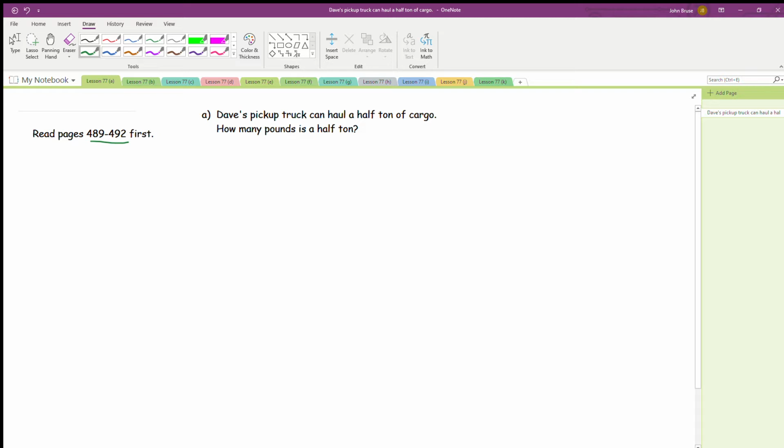Number A says, Dave's pickup truck can haul a half-ton of cargo. How many pounds is a half a ton? Well, a ton equals 2,000 pounds. And LBS is a way of writing pounds. It says how many pounds is half of a ton? So we're going to take this 2,000 here and we're going to break it into two equal groups. So we could do 2,000 divided by 2, and we could do the long division.